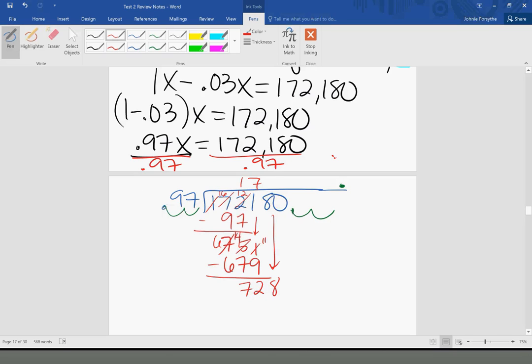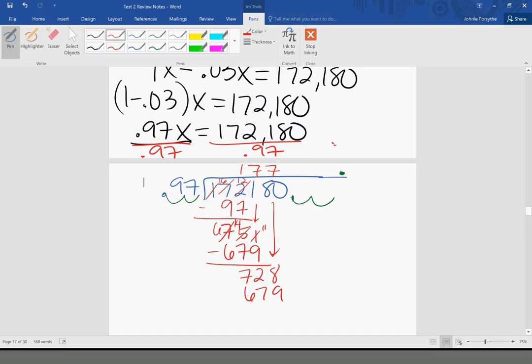97 goes into 728. 7 times. And we know that 7 times 97 is 679. We're going to subtract again. So 18 minus 9 is 9. Borrow again. 11 minus 7 is 4. Bring down a 0.